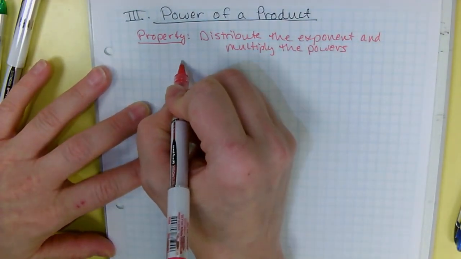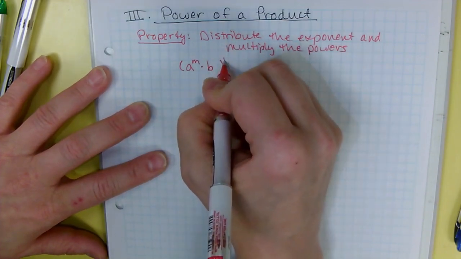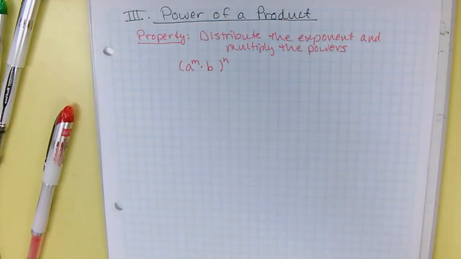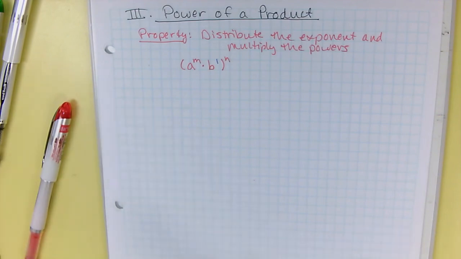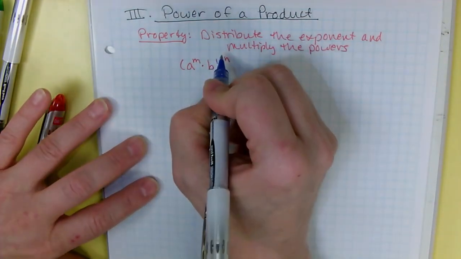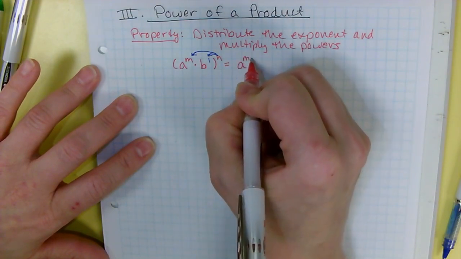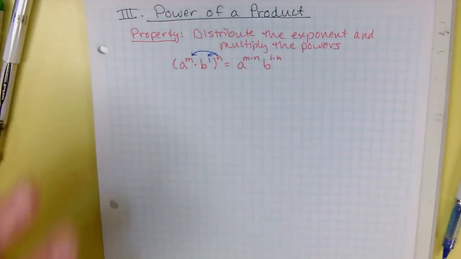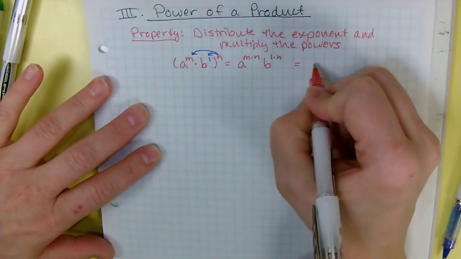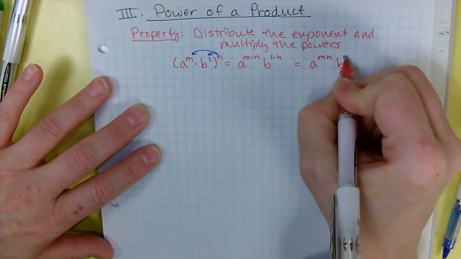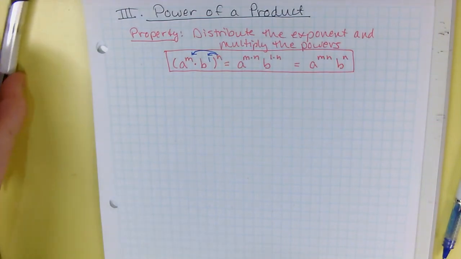So this is one that fits the situation where, let's say you've got (a^m b)^n. So you have more than one thing in parentheses raised to the power of n. That little b, of course, has an invisible 1. So for power of a product, you're going to distribute the exponent and then multiply. You distribute the n to the powers, so that gives you a to the m times n, b to the 1 times n. So we distributed the exponent, and now it's just the power to a power rule. So multiply the powers. So I have a to the mn, b to the n. That is your property.